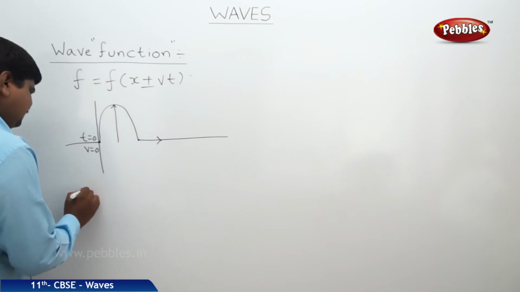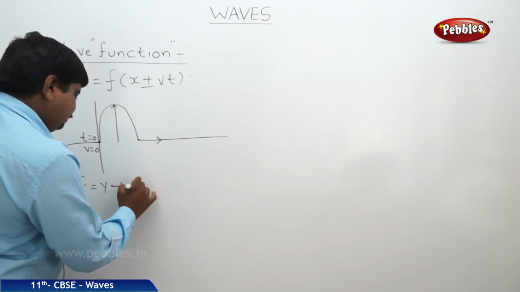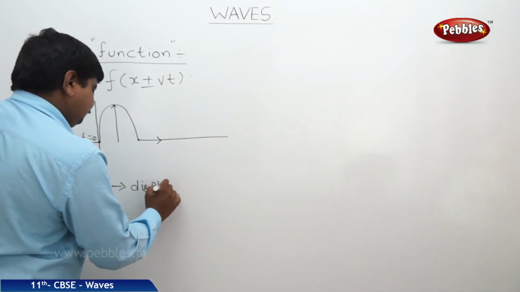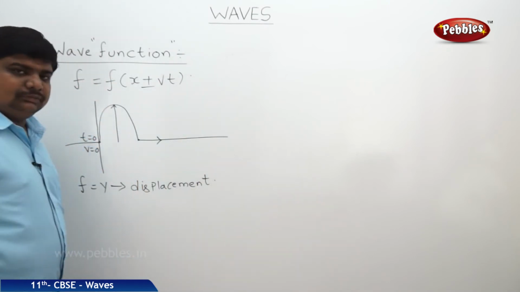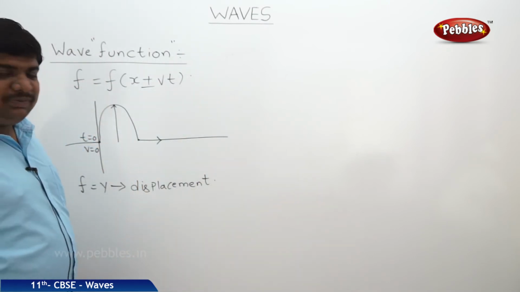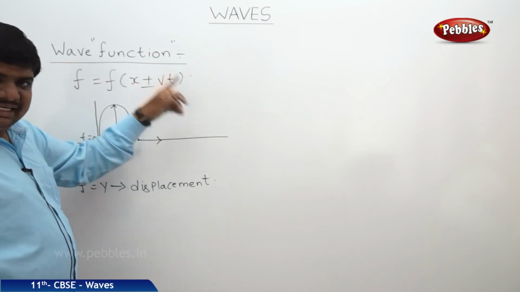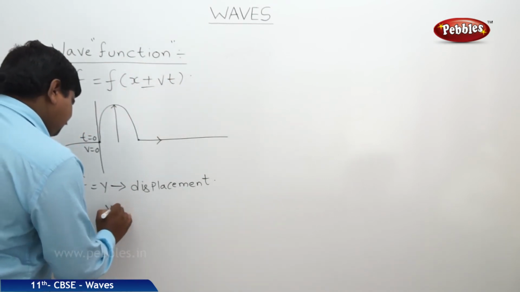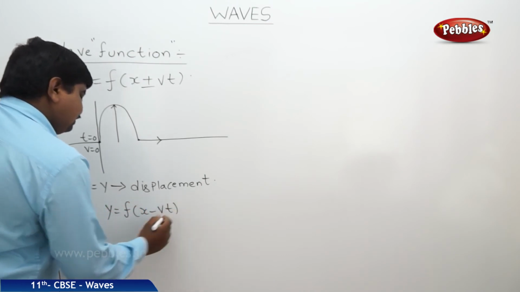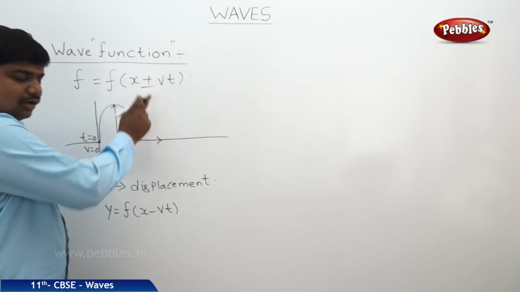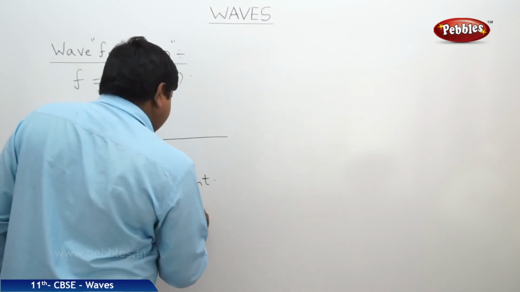In this case, this f will become y. What is this y? Displacement. Now we are expressing the displacement of the wave as a function of position, velocity, time. Here it is plus or minus, but here I wrote minus. What is the reason? The wave is traveling to the right.